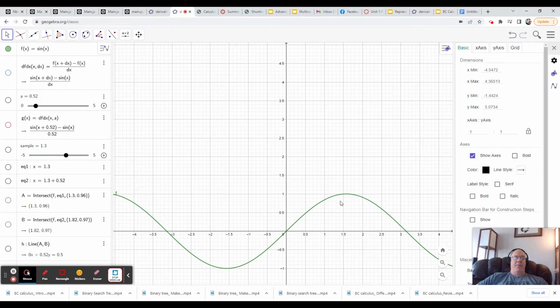We're going to use an example. This green line is the sine function, and we're going to find its derivative. And we're going to do that numerically. The way that we're going to do that is first we're going to sample the function, just get an idea of what is the value of the function at a given location. I'm going to call that the sample, and that's this vertical line that intersects the function itself, and the location at which it intersects it is 1.3, and that's right there.